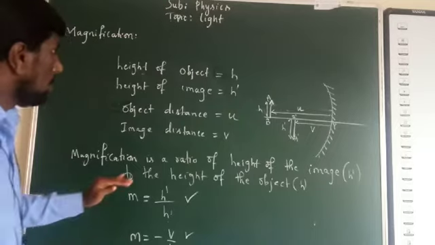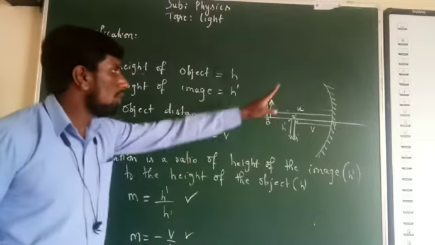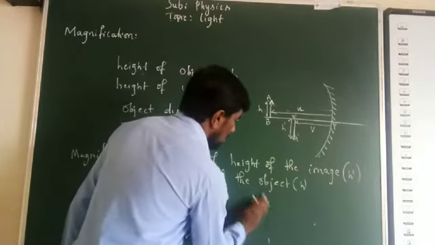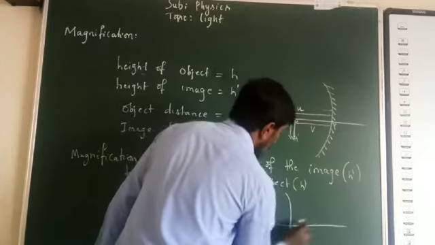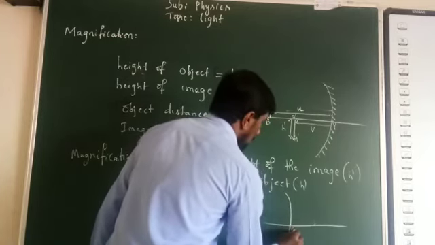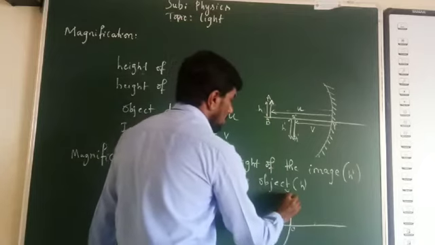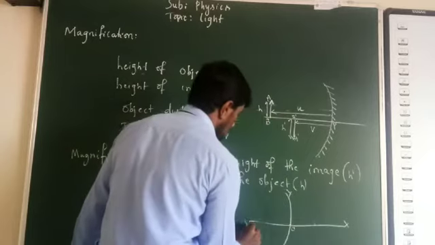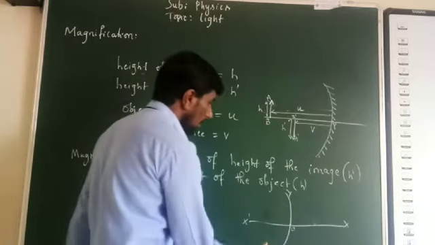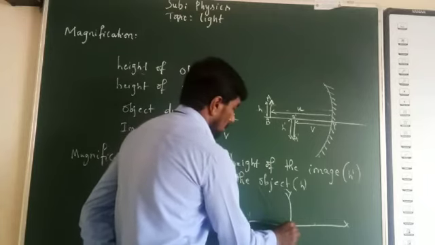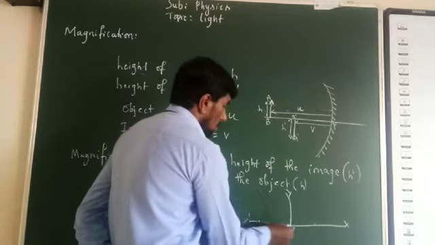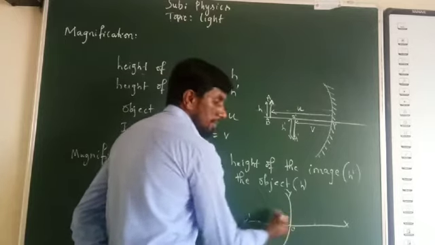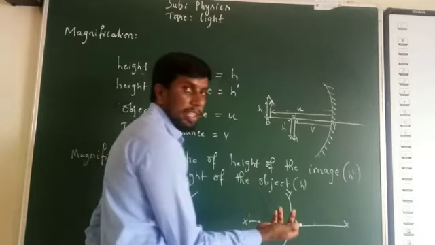Very important: while solving the numericals, you have to follow the sign convention. What is the sign convention I taught in the last class? Suppose I am taking a concave mirror here. This will be the origin, the pole, with the y-axis and the x-axis, and x dash and y dash. If I keep the object here, the object distance will be on the negative x-axis. Therefore, object distance will be negative.